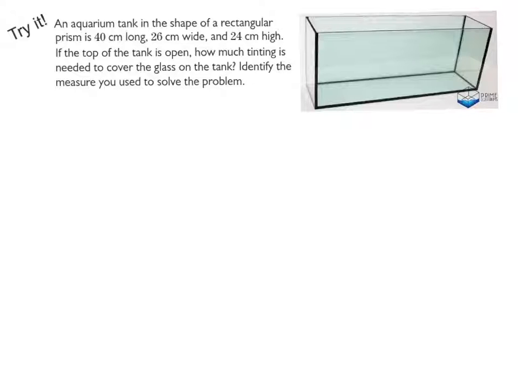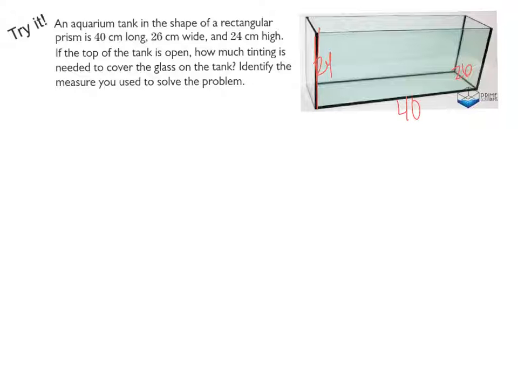Use red. 40 centimeters long. This back side would be 26 centimeters wide, and 24 centimeters high. Okay? Now you'll notice the top of the tank is open, so there's no glass on top. How much tinting is needed to cover the glass on the tank?